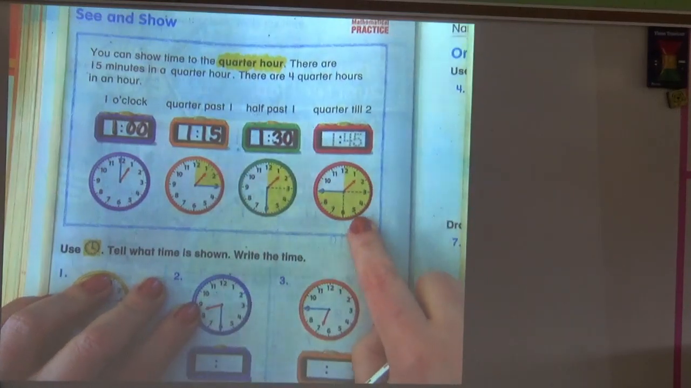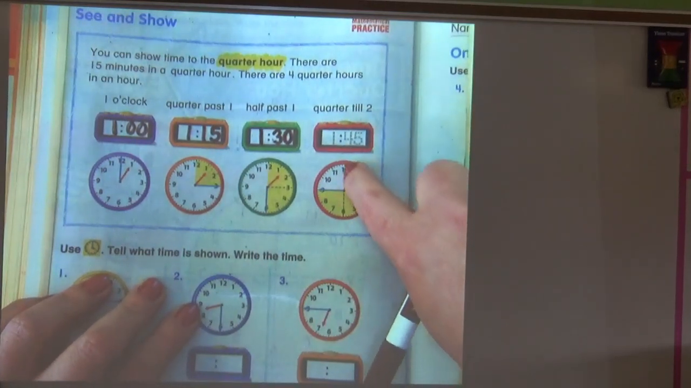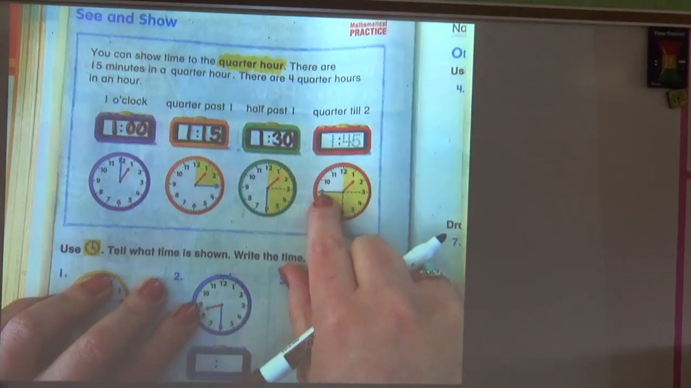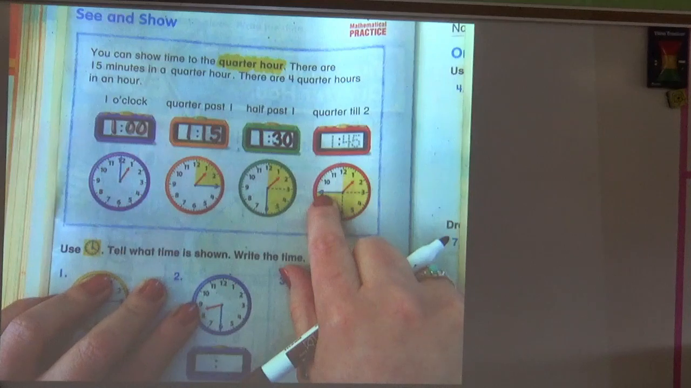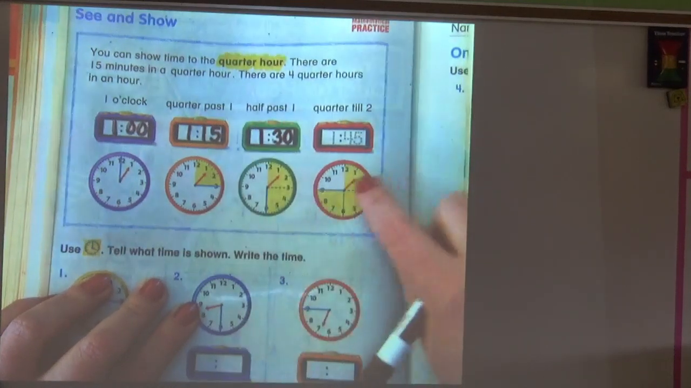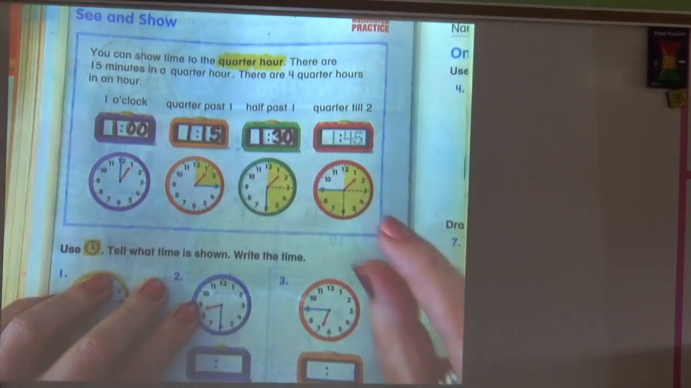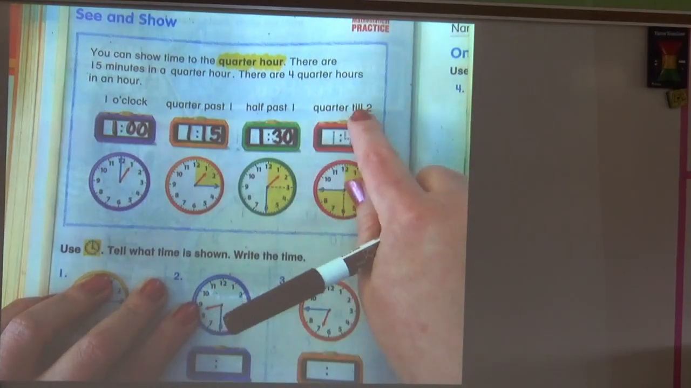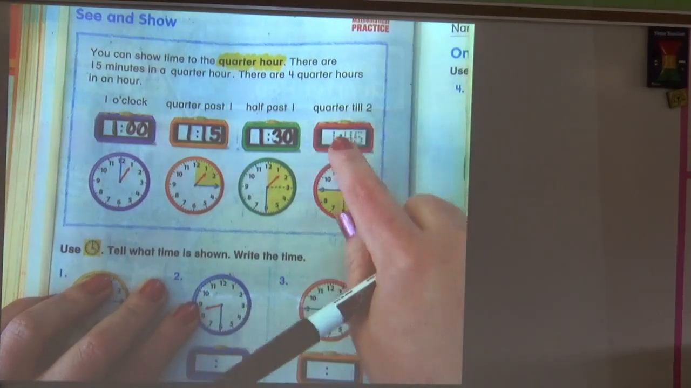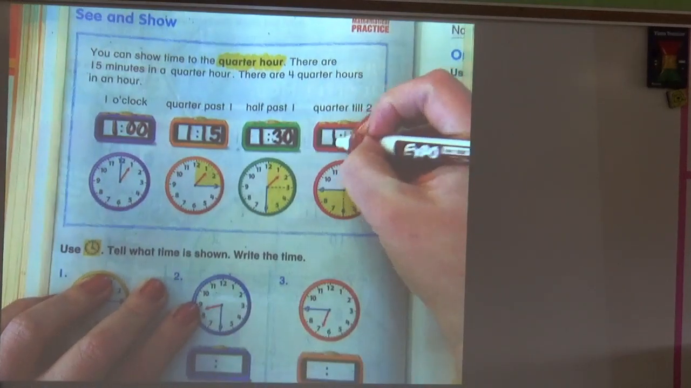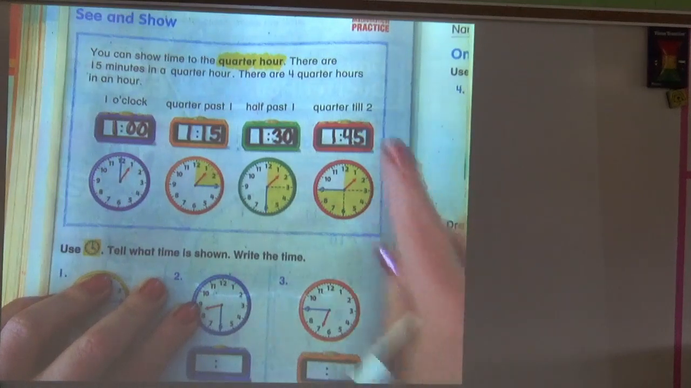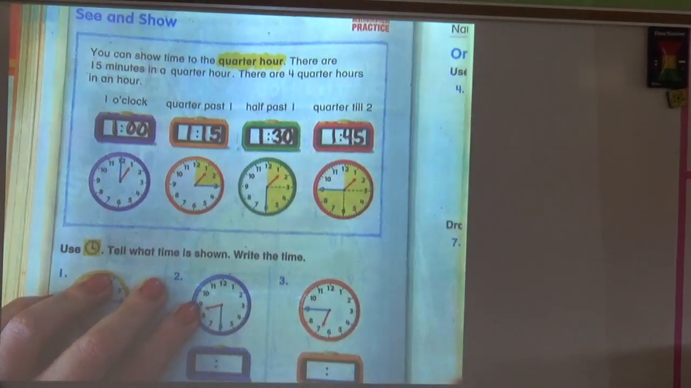Now here's our last one. When our minute hand moves 3/4 of the way around our clock and is pointing at the 9, remember our hour hand is almost set to almost. Our clock is now showing 1:45, because that minute hand has moved 45 minutes past 1 o'clock.